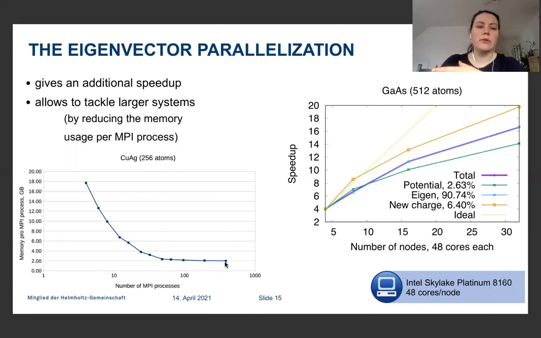So for these particular systems, it doesn't matter how many MPI processes you use, the memory usage will not go under 2 gigabytes. And this behavior is general. For every system, there is some plateau, some minimal memory consumption per MPI process. And this amount will grow with the system size. So again, at some point you reach the situation when you won't be able to fill your node only with MPI processes. So this is another reason why you need multi-threading here.